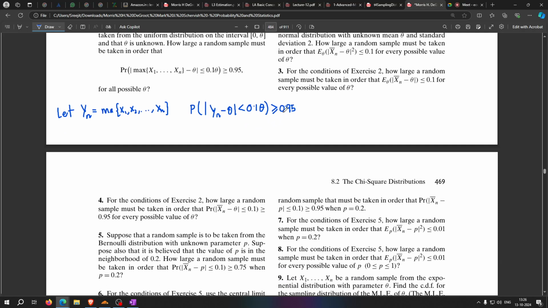Now I can remove this mod as follows: theta minus 0.1 theta is less than or equal to yn is less than or equal to theta plus 0.1 theta, right? I can do that, and that is basically the probability that my yn lies between 0.9 theta and 1.1 theta.